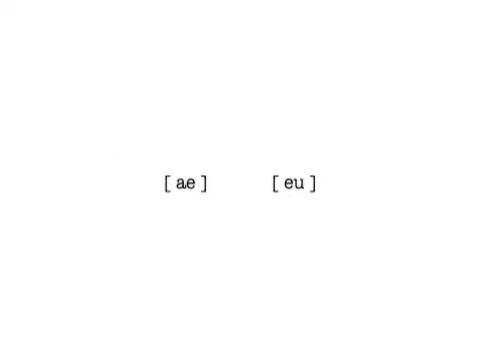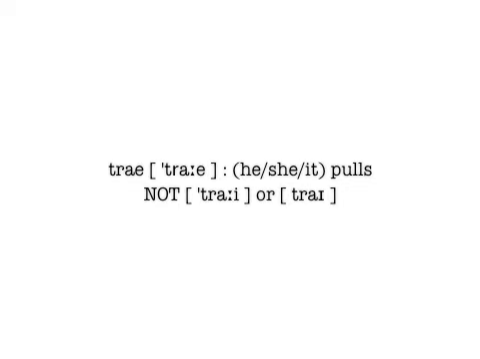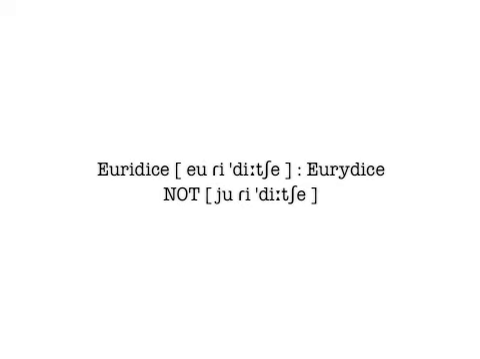Make sure you're pronouncing trae with a pure e, not with a glide. And the heroine of Gluck's most famous opera is Euridice, with pure vowels. Obviously, these are subtle differences, but they're really important aspects of Italian pronunciation, and you can learn them with practice and patience.